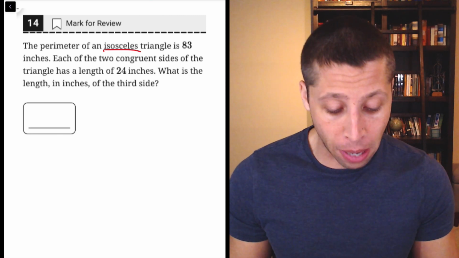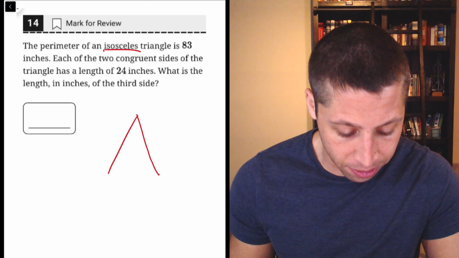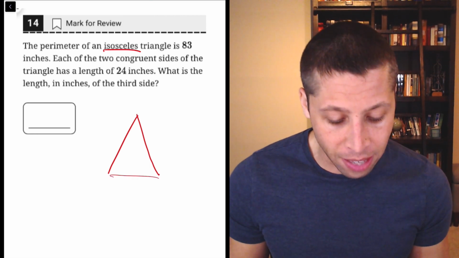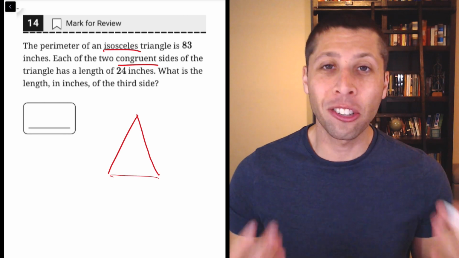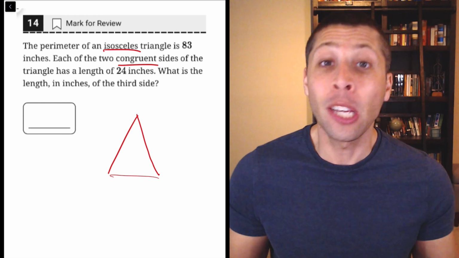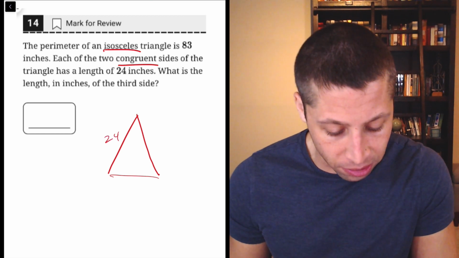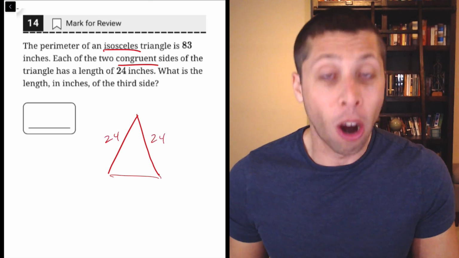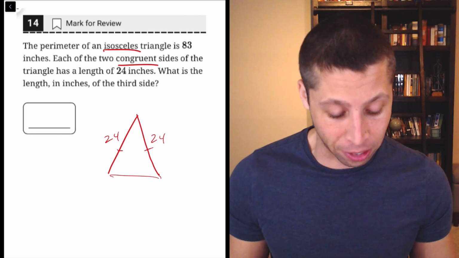So on my scrap paper, I would draw an isosceles triangle. So I'm just going to draw something that looks like this. And basically, remember, an isosceles triangle has two congruent sides. They use that word congruent, but that's just a fancy geometry term that means equal. So these two equal sides have a length of 24 inches. So this side and this side, according to my drawing, are the congruent sides. If we want, we can draw the little lines that represent that they're congruent.